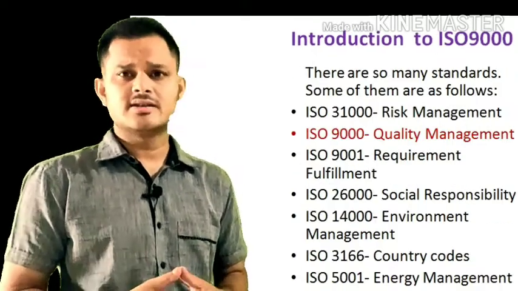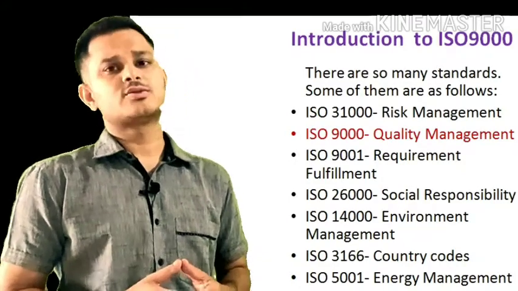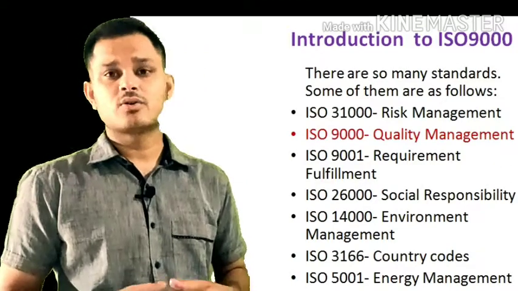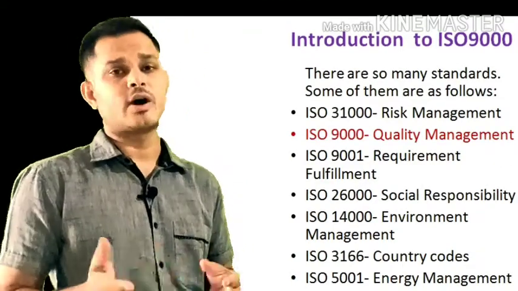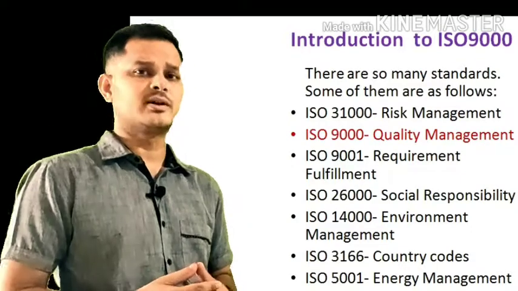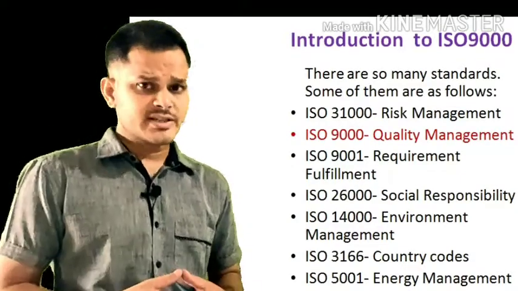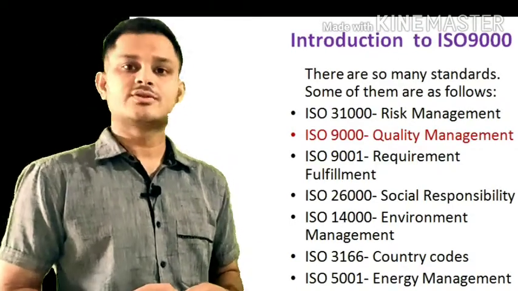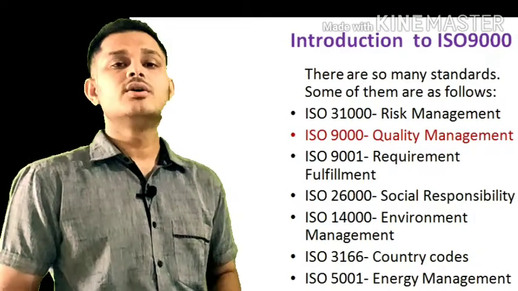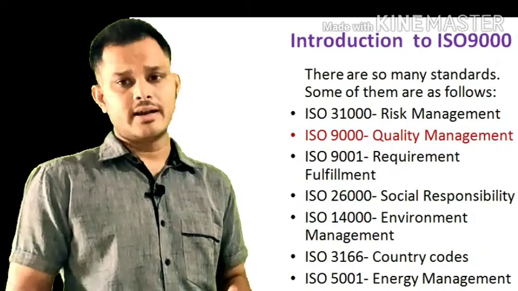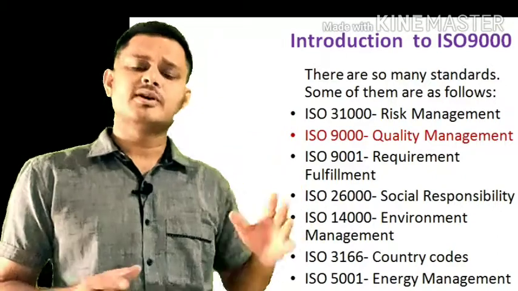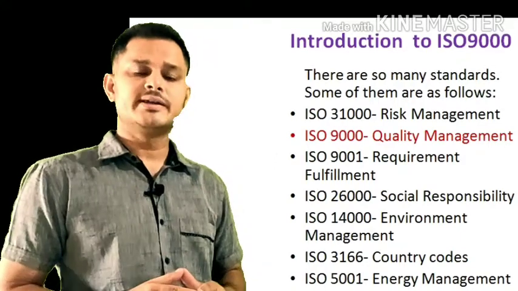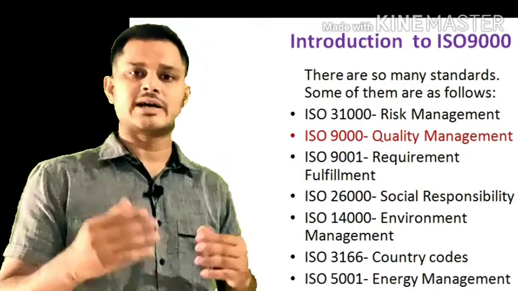There are so many standards. Some of them are as follows: ISO 31000, which accounts for risk management; ISO 9000, quality management; ISO 9001, requirement fulfillment, which is under the family of 9000; ISO 26000, social responsibility; ISO 14000, environment management; ISO 3166, country codes; ISO 50001, energy management. There are n number of standards under ISO, but in our syllabus we will be discussing only ISO 9000, which I have highlighted here.